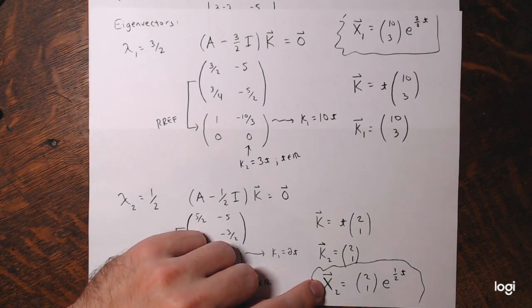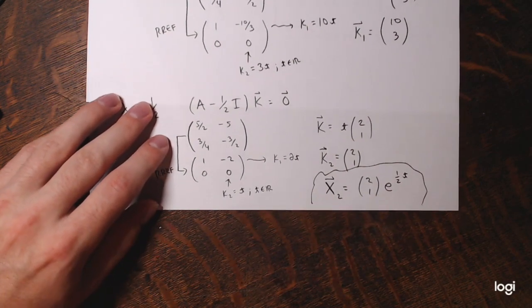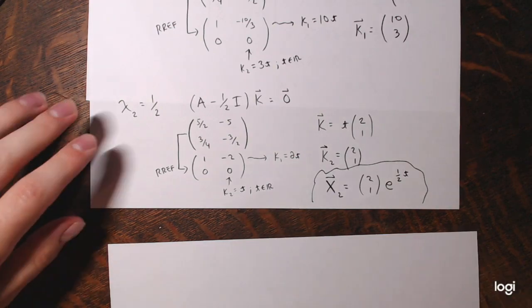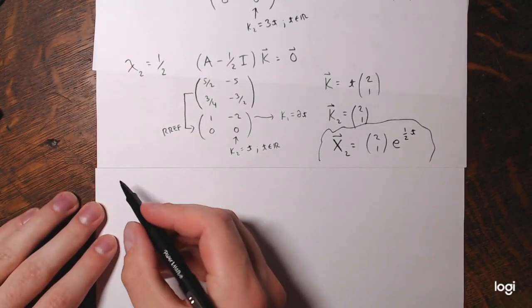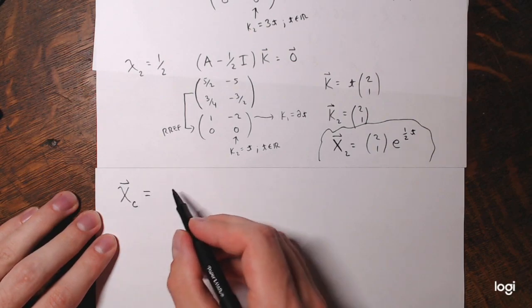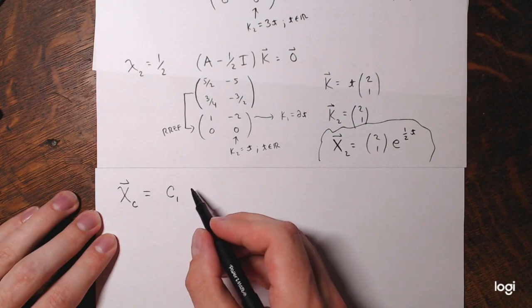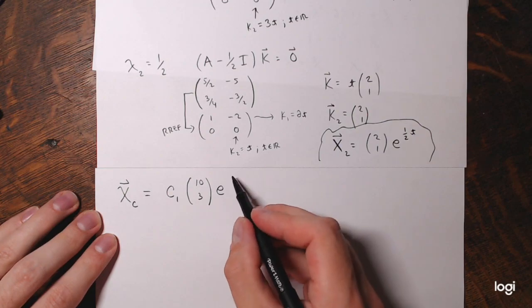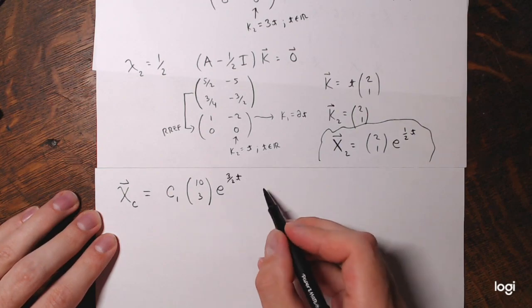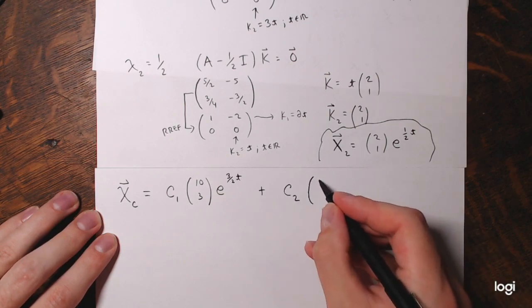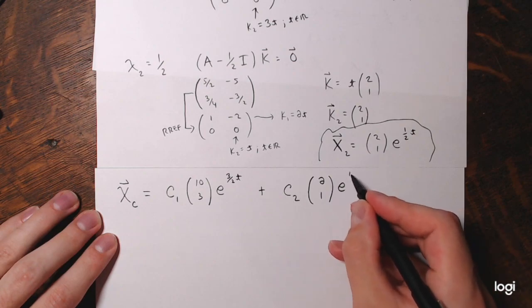So now we can state our complementary function, right? Any linear combination of those is a solution of our homogeneous equation. So xc is some constant c1 times x1, the vector 10, 3, times e to the 3 halves t, plus some constant c2 times x2, the vector 2, 1, times e to the half t.